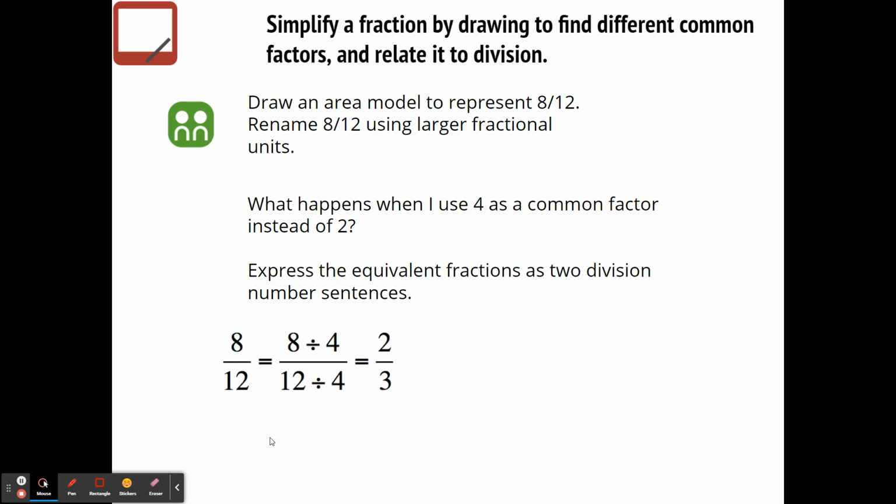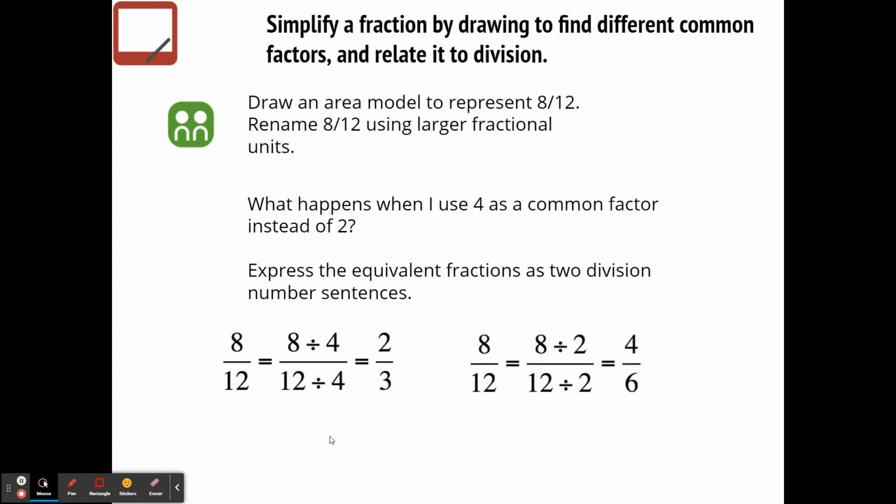So here's our first division number sentence. We used 4 as our common factor. 8 divided by 4 equals 2. 12 divided by 4 equals 3. Since 4 can go into both 8 and 12 evenly, it is in fact a common factor.